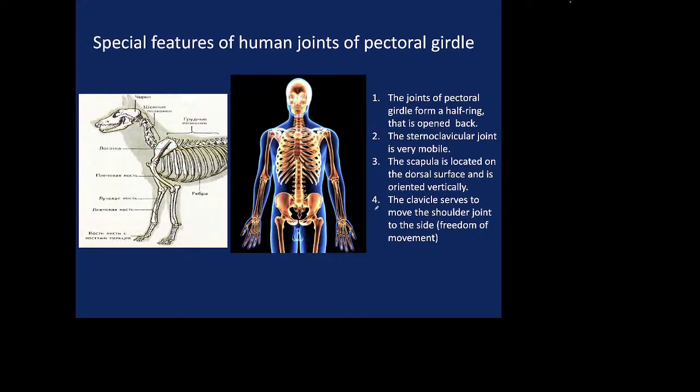And the fourth difference is that in humans the clavicle serves to move the shoulder joints to the side. It means that these shoulder joints are located more laterally than in animals. It is necessary for using the upper limb as a work organ, a labor organ.